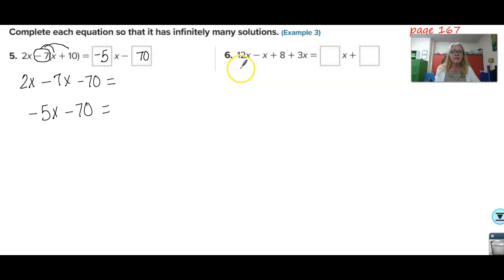Same thing over here. We don't have any parentheses, but we do have terms we can combine. We have a positive 12x, a negative 1x, and a positive 3x. Well, 12x minus 1x is 11x, and 11x plus 3x is 14x. And then there's no one to combine with the 8. But remember, we want the left and right sides to be identical so that we have infinite solutions. So we must have 14x here and a positive 8 here. Okay. Love this.